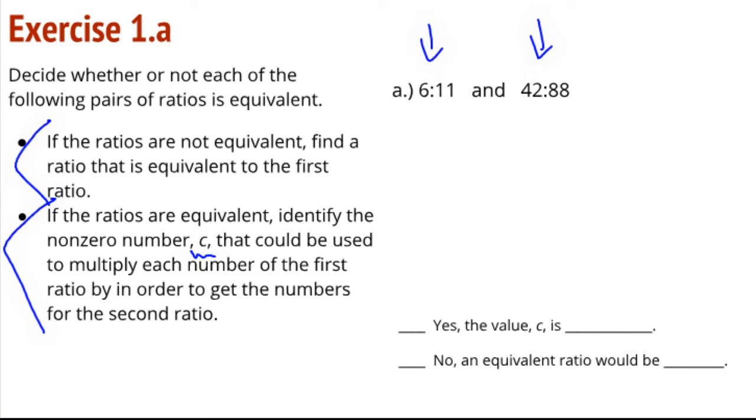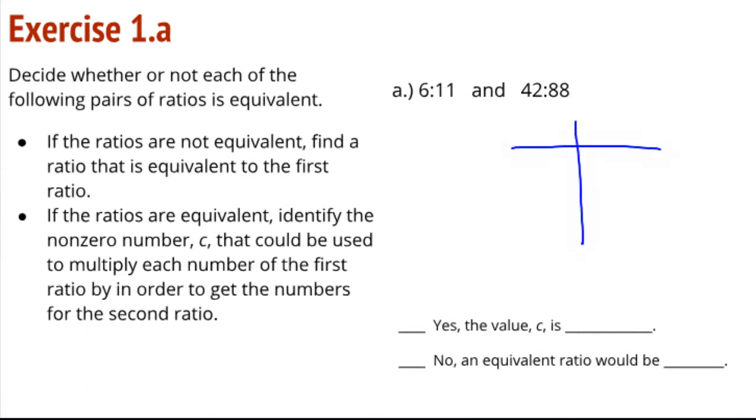So if we say these two ratios are equivalent, what did we multiply the 6 by and the 11 by to get 42 and to get 88? All right, so first question. Are they equivalent? Now there's a few different ways you can look at this. I'm going to first set it up as a table. So I've got the 6 to 11, I've got the 42 to the 88, and my question is simple.